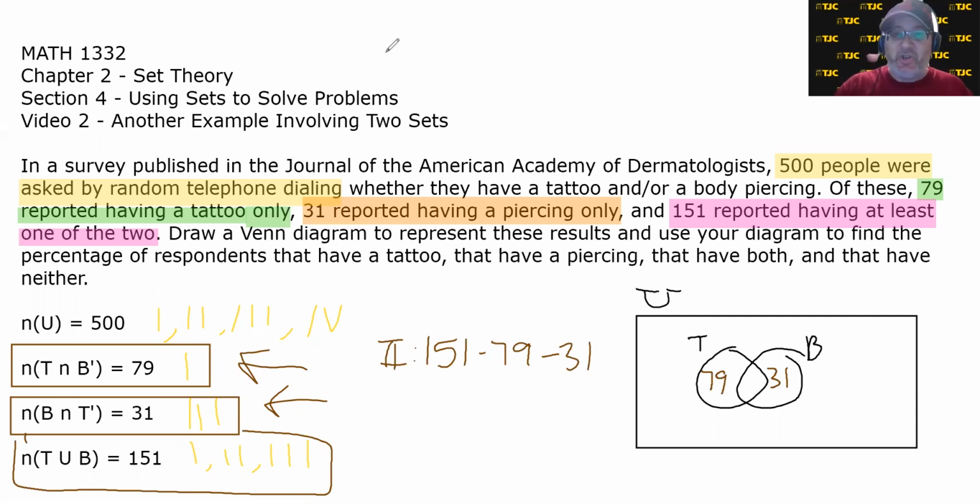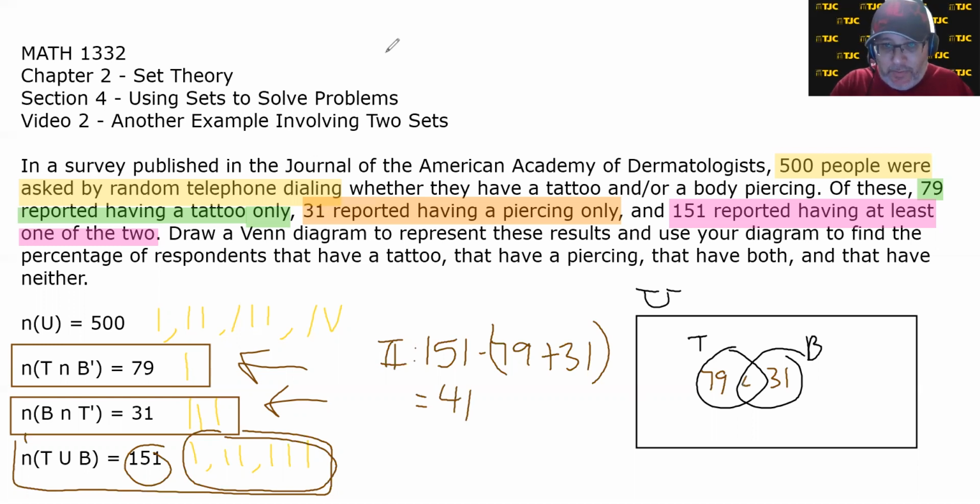Again, that's because this 151 represents the sum of these 3 regions' cardinalities, and we already know the cardinality of region 1 and region 3. So what does that equal to? Well, let's do it this way. Instead of subtracting them individually, let's add them and subtract them collectively. Because 79 plus 31 is 110. And if we subtract 110 from 151, we get 41, which means there are 41 people in the middle.